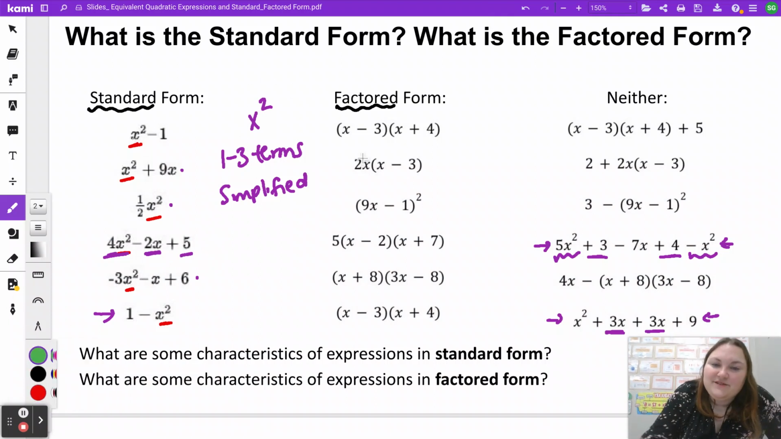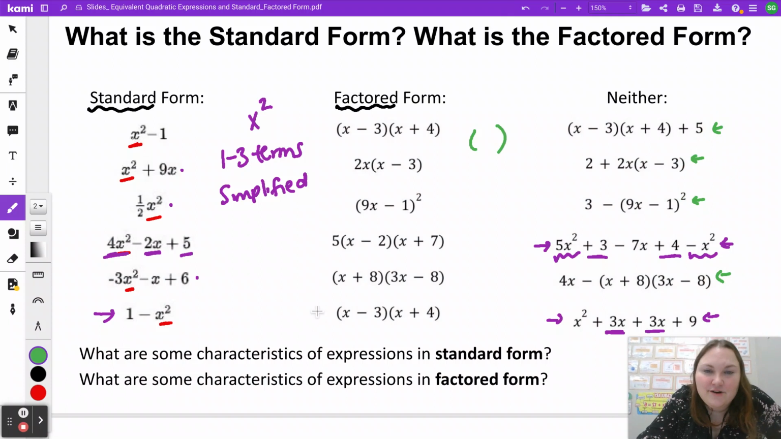When we come over to factored form, it looks a little different. And usually right away someone says factored form has parentheses in it. And you are right, it does. But again, notice over here in the neither column, there's a lot of things that have parentheses that are not factored form. So what makes all of these different from those ones I pointed out in green?